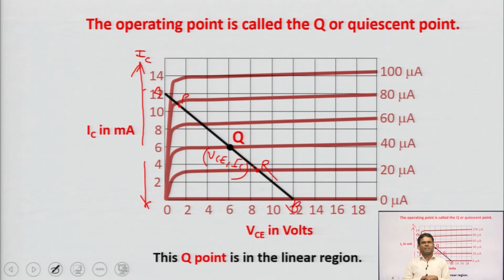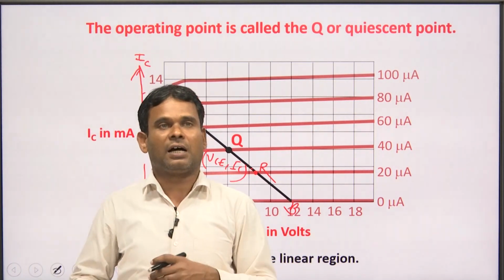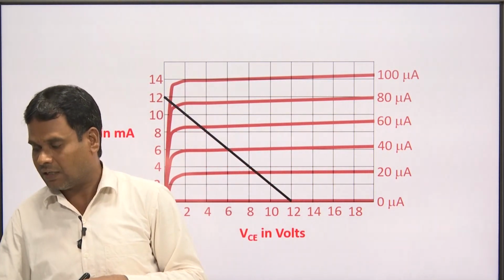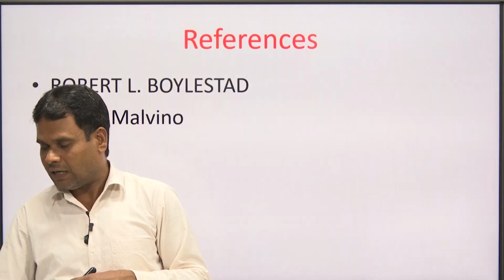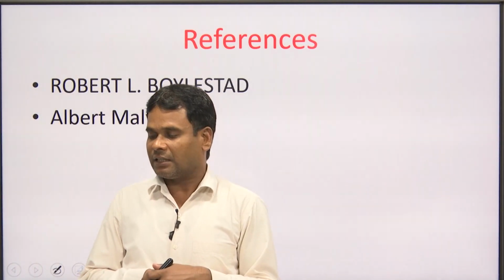In the next lecture, we will discuss the factors affecting the Q point, and then after that we will discuss how we can stabilize the Q point at the mid of the DC load line, and that is called bias stabilization. So that guys, you can easily solve these questions, various types of DC analysis, and thank you.